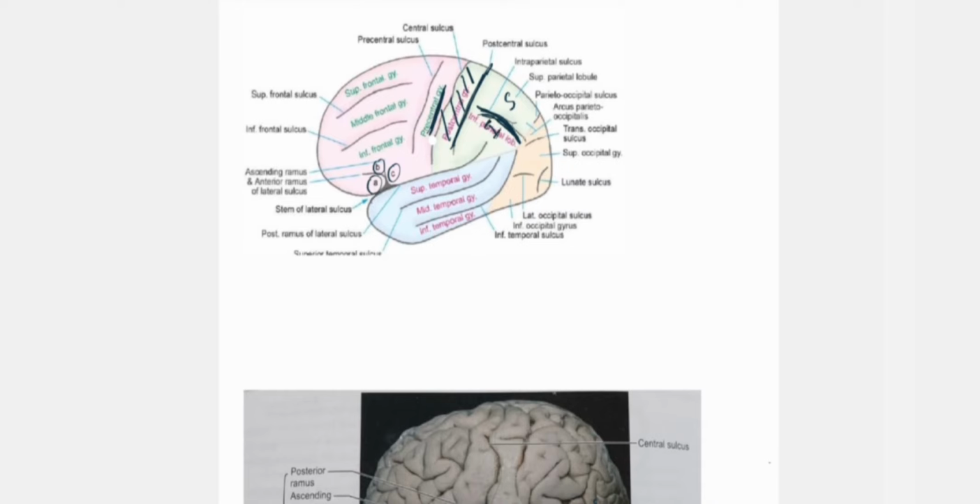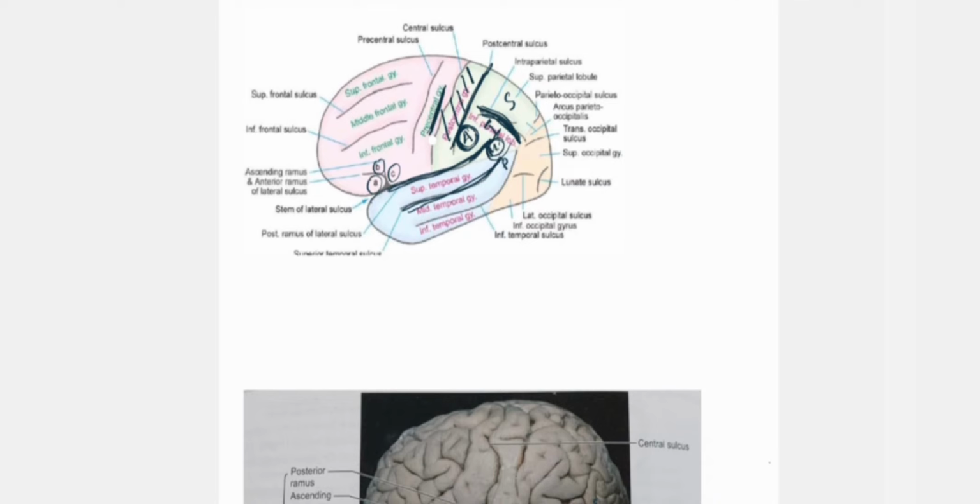We have learned about the posterior ramus of the lateral sulcus. As it reaches the parietal lobe, this posterior ramus divides the inferior parietal lobule into anterior, middle and posterior portions, and this is the superior temporal gyrus. The anterior portion is known as the supramarginal gyrus, and the middle portion is known as the angular gyrus.